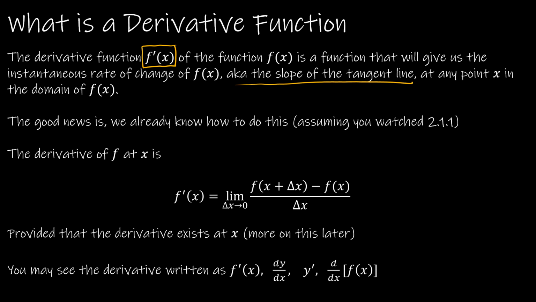So the good news is, if you just watched video 2.1.1, which hopefully you did, if you didn't, go back and watch it, we already found that. F prime of x, or the slope, is when we found the limit as delta x approaches 0 of f of x plus delta x minus f of x divided by delta x. Now we used c, but it doesn't change anything. It's the exact same thing. Now, again, this says provided that the derivative exists.